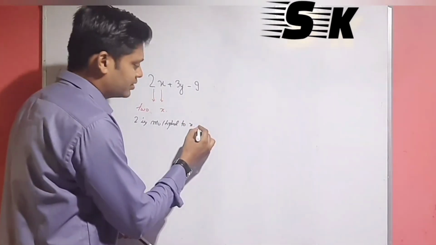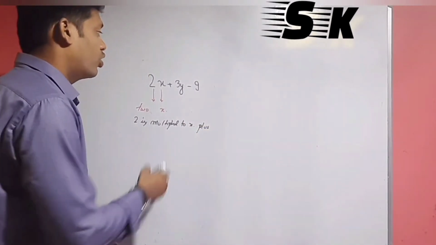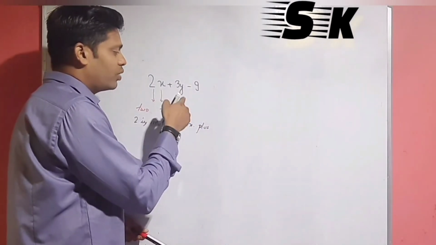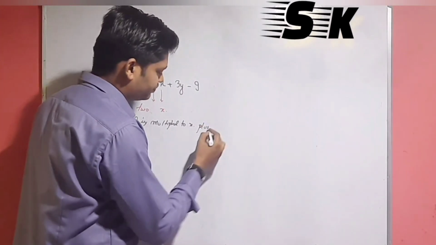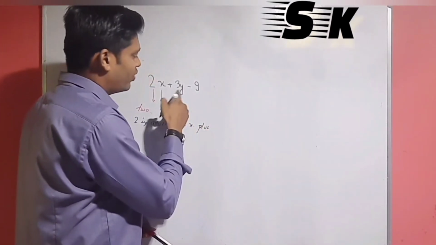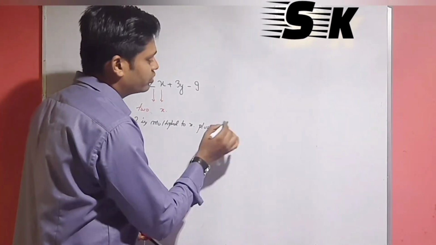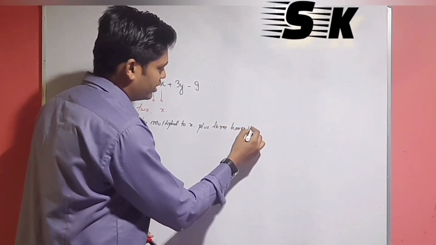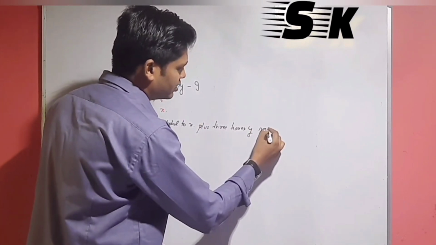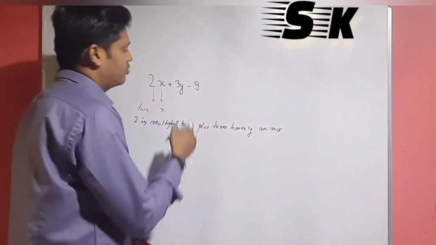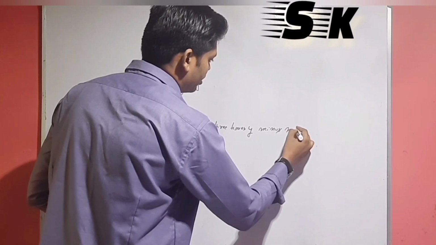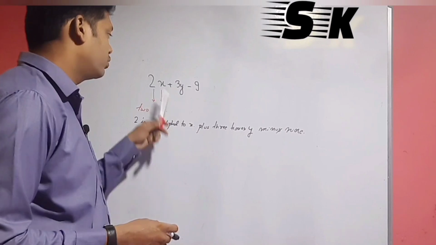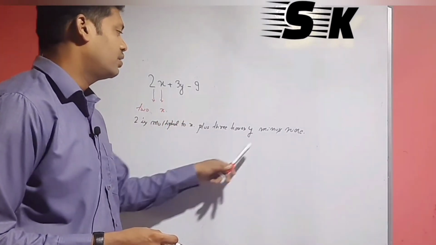And what about this? This is a plus sign, sir. And this is 3 multiplied with y. What is the relationship between 3 and y? There is a multiply, so we can say 3 times y. Then minus, you can say minus or subtract. And this one is 9. So the expression is 2 multiplied by x plus 3 times y minus 9.